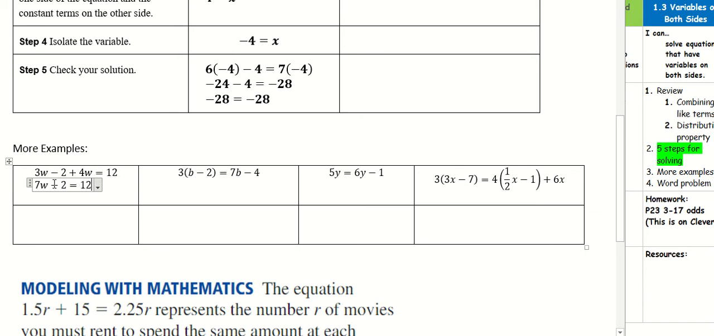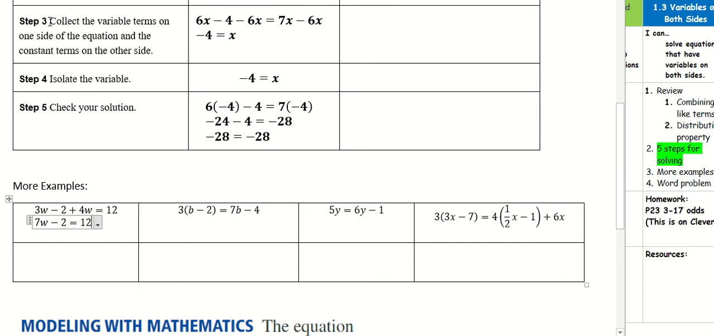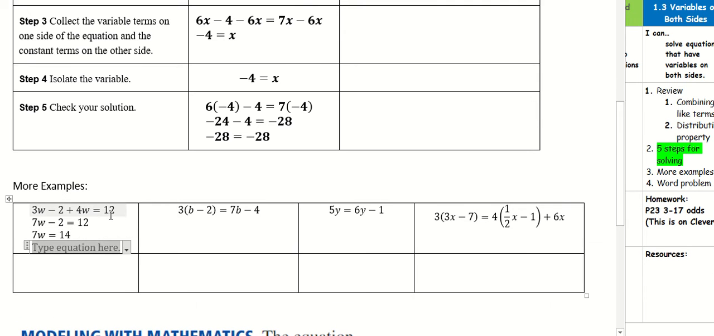Now I'm going to take this and add 2 to both sides, because step 3 says collect variable terms on one side and constant terms on the other side, so -2 and 12. So how do I move this -2 over? I add 2. So now I have 7w equals 14. Now I'm going to divide both sides by 7, which gets me w equals 2.